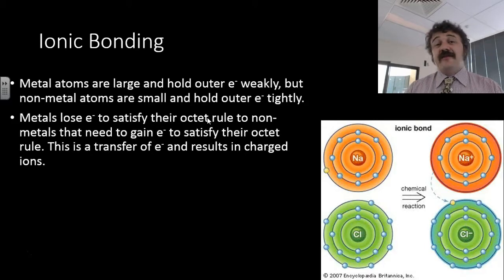This means metals lose electrons to satisfy their octet rule. Non-metals, on the other hand, gain electrons to satisfy their octet rule. So this transfer of electrons results in charged ions.